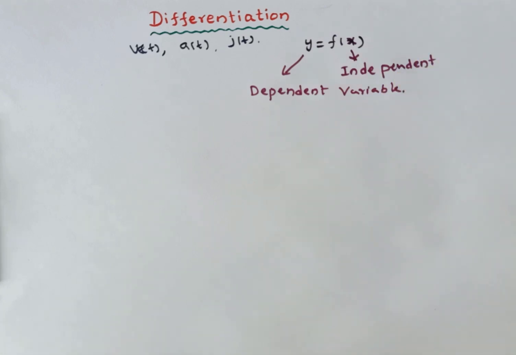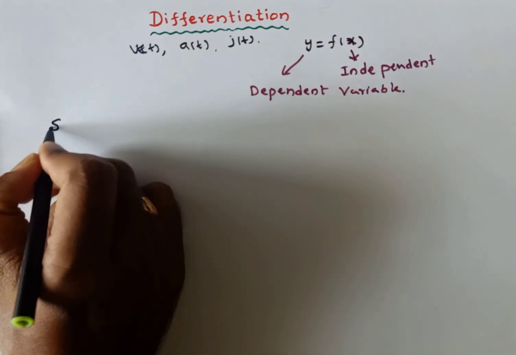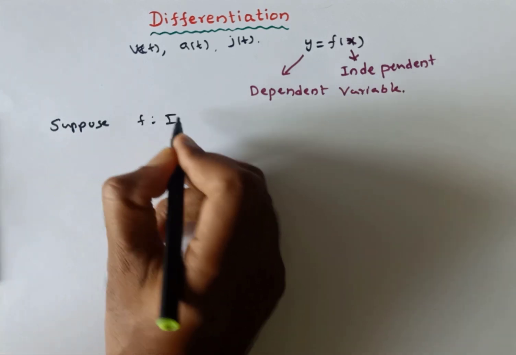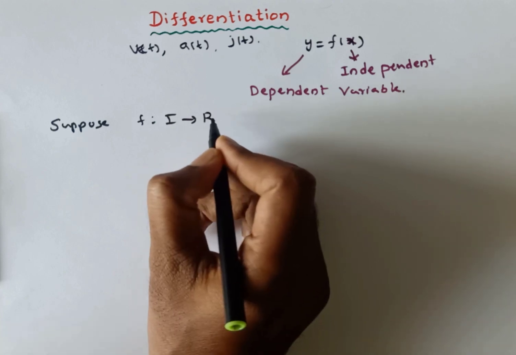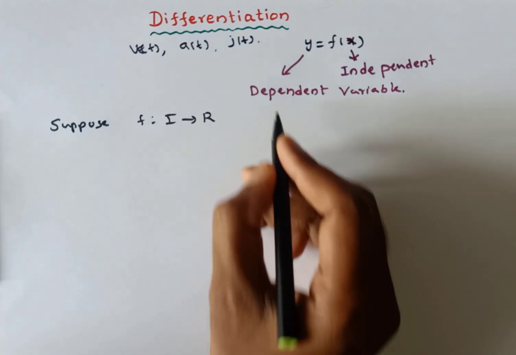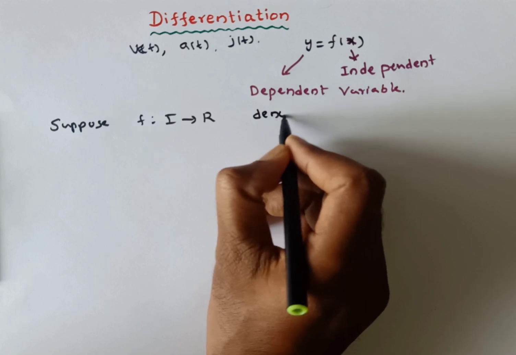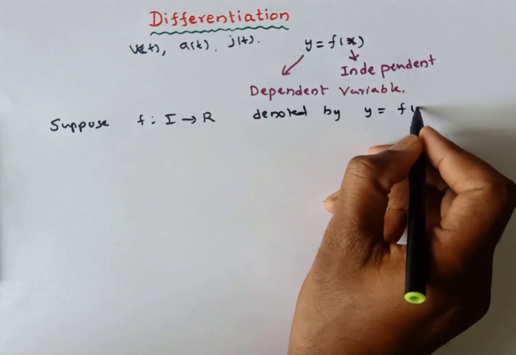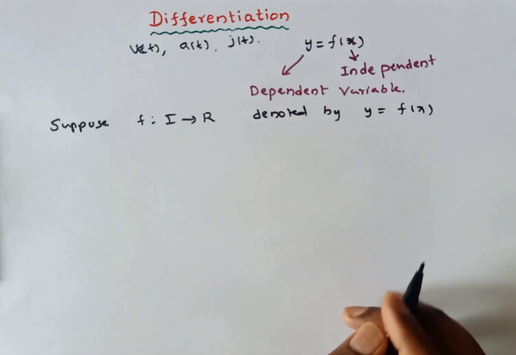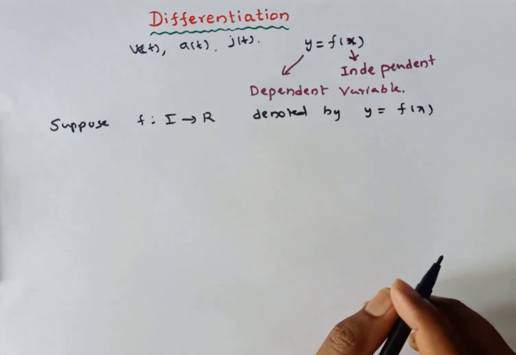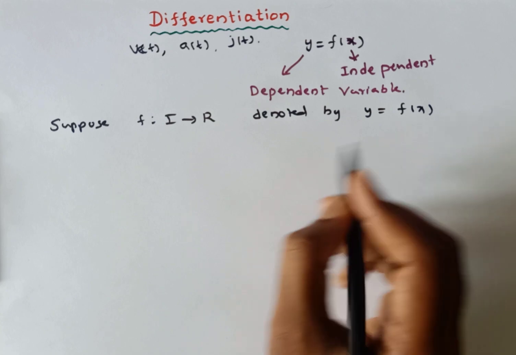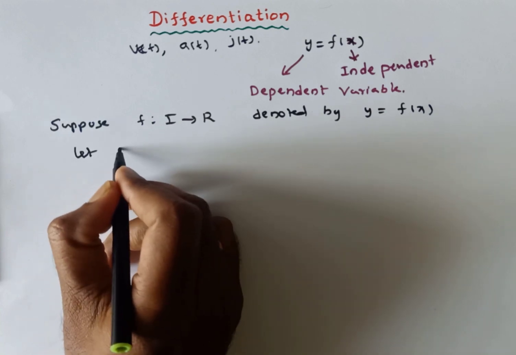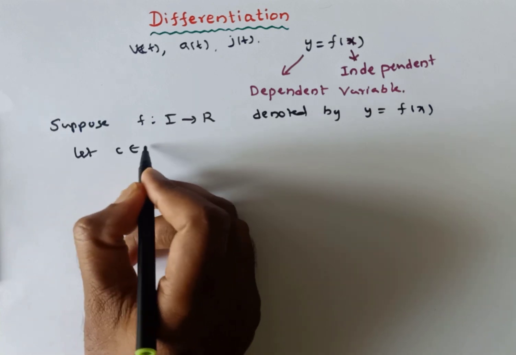So let us suppose a function f from I to R, where I is an interval, which may be an open interval or a closed interval, denoted by y equals f of x. As we know, x is independent and y is dependent. Let us take a point in the given interval I, let it be c. So let the point c be any point in the given interval.